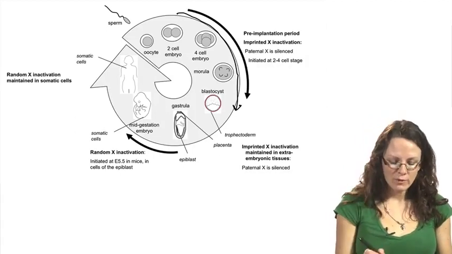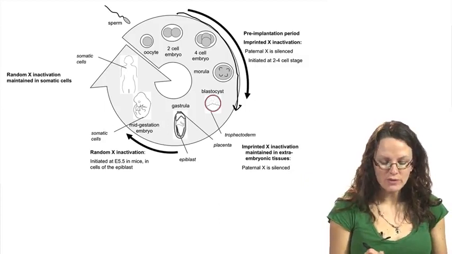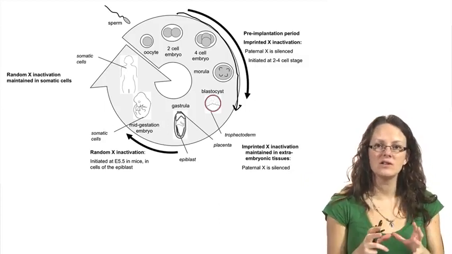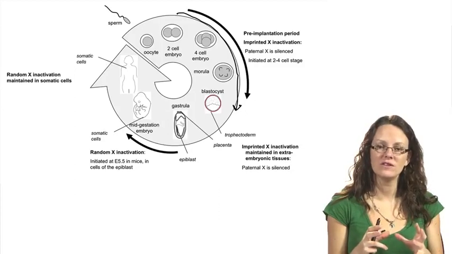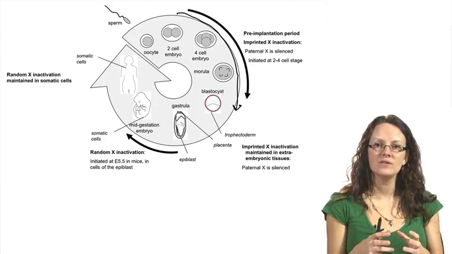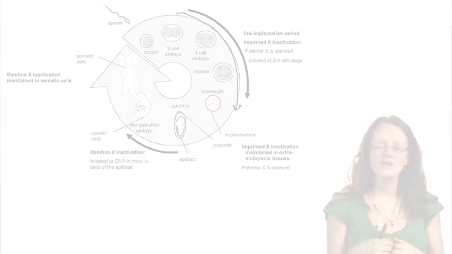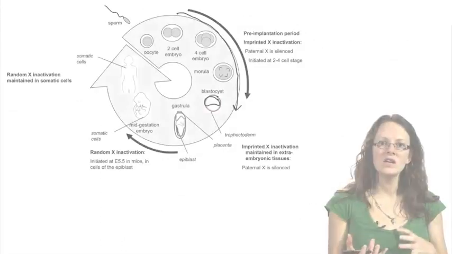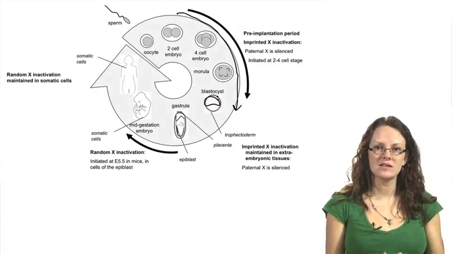We then form the blastocyst, and the blastocyst is a ball of cells that has on the outside a layer of cells called the trophectoderm, which will go on to form the placenta. And within that ball of cells is the inner cell mass. This inner cell mass, depicted here, will go on to form the embryo itself, and therefore also go on to form the adult.